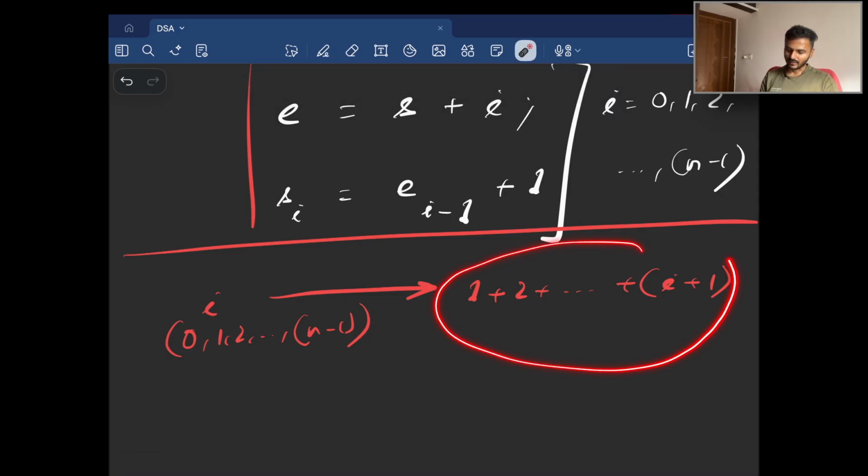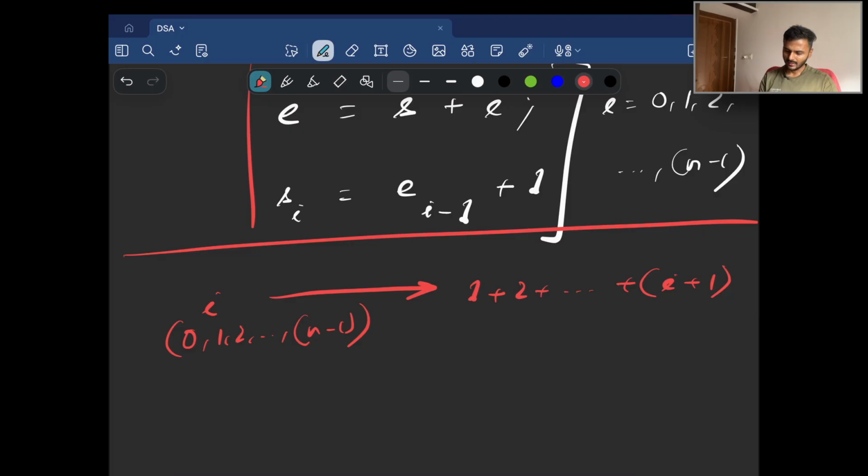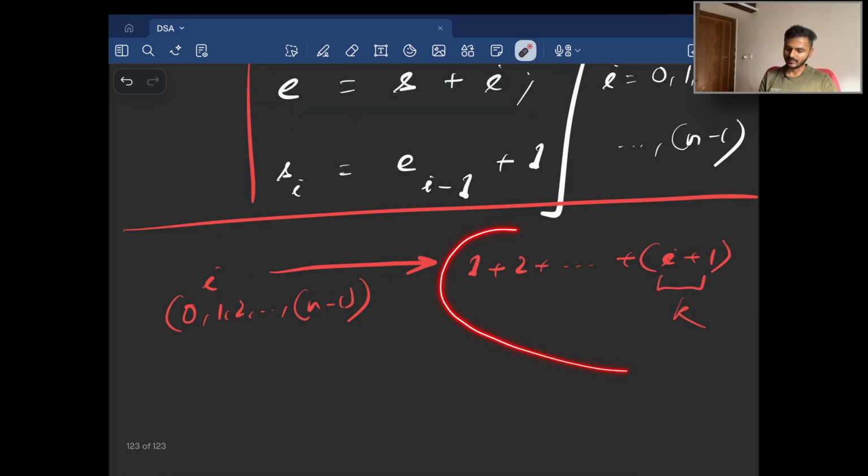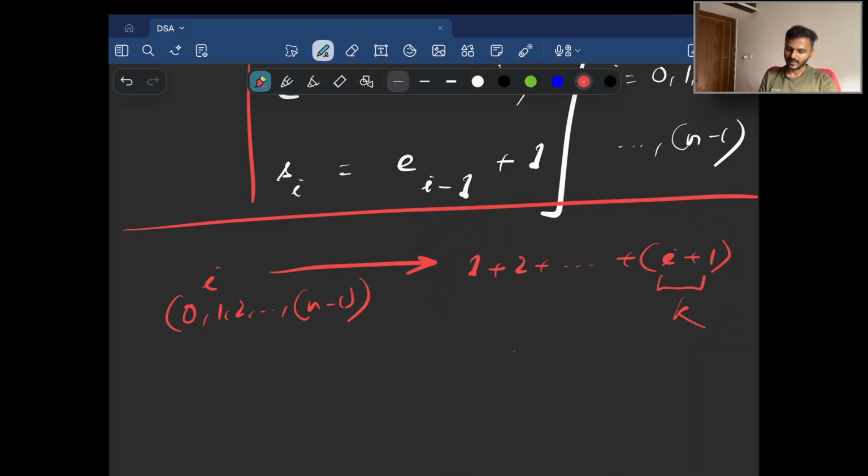Now, if you take a look at this, and for simplicity, let us substitute this to k. If we take a look at this, what is this? This is the sum of first k natural numbers, right? And we have a formula for that, which is k multiplied with k plus 1, whole divided by 2, correct? This is the sum of first k natural numbers.